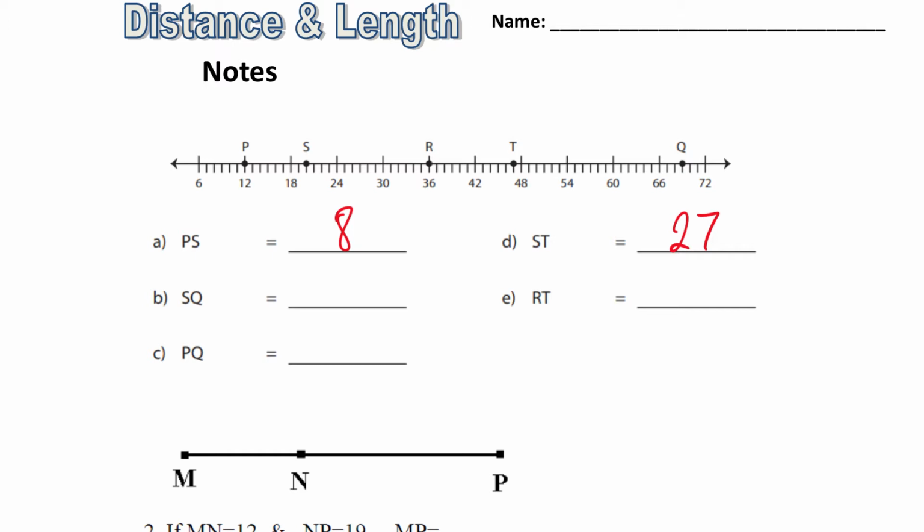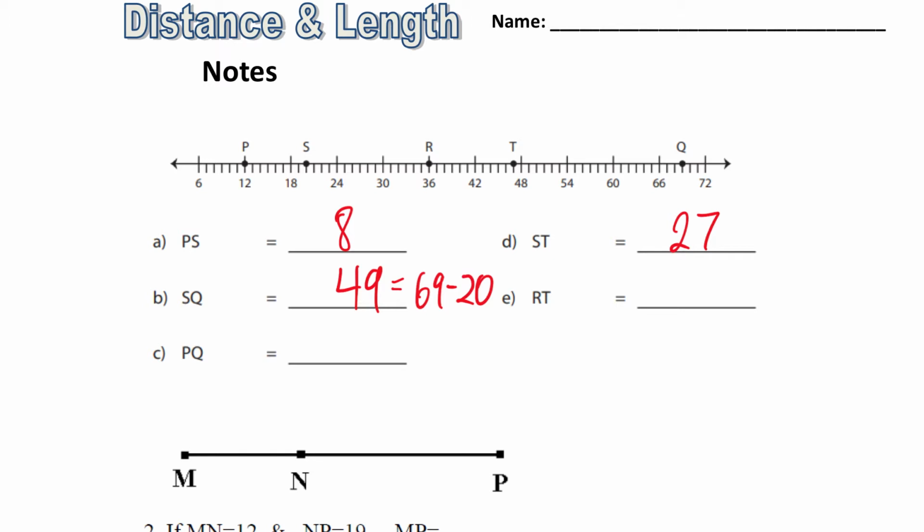All right, SQ. So S again is at 20. Q is at 66, 67, 68, 69. So from 20 to 69 is going to be 49 units. The way you could do that is just subtract and do 69 minus 20. That leaves 49 units there.